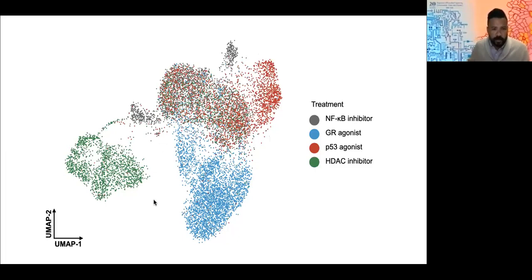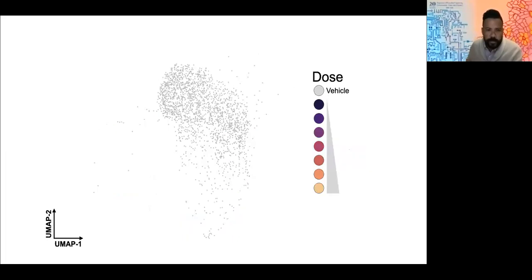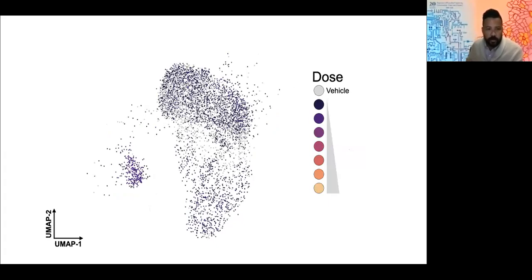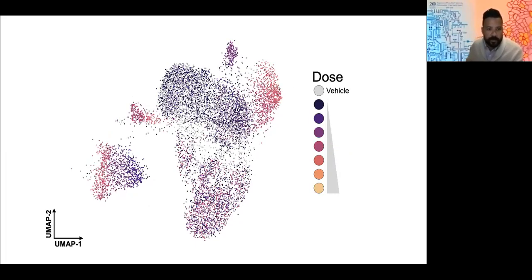So for example, this is a large cluster of cells that were treated with a glucocorticoid receptor agonist. This is a cluster that has to do with HDAC inhibition and so forth. Now we also clearly see dose-response relationships at the level of transcription. Here I've colored cells by the dose to which a cell was exposed, and we see that cells progress or move across this UMAP embedding depending on the concentration of the drug that a cell received. So we are clearly able to observe these dose-response relationships.